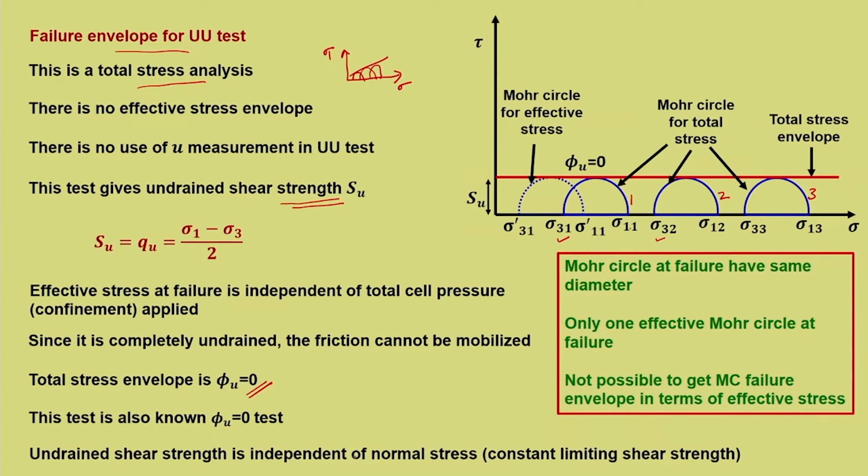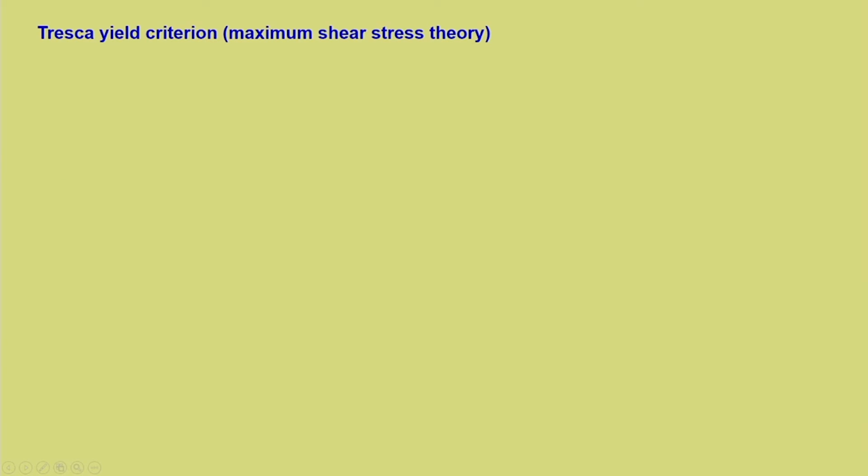So, undrained shear strength is independent of normal stress, which is constant limiting shear strength. This undrained shear strength Su is known as constant limiting shear strength. Now, what do you mean by this statement? At various normal stresses, you have the same value of Su. So, that is why it is independent of normal stress. Now, this part many of you would have understood, but what is the significance of this phi equal to 0 failure envelope?